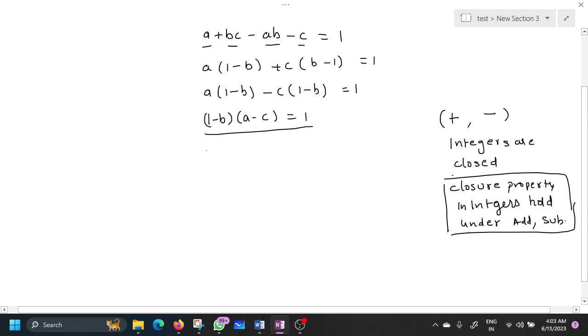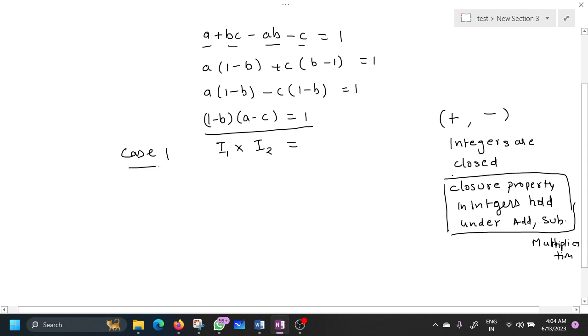Okay. So on the left hand side you have two integers I1 and I2 getting multiplied, and on the other side you have two integers. Closure property holds for multiplication also. So on one hand side you have multiplication of two integers, so necessarily on the other side you also have multiplication of two integers. So there are three cases.